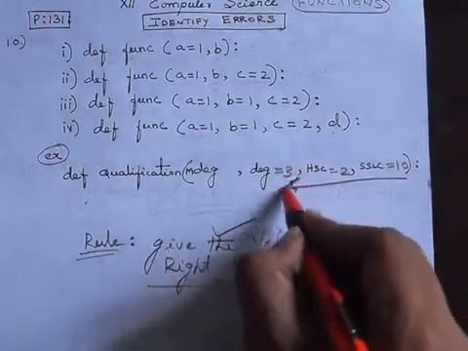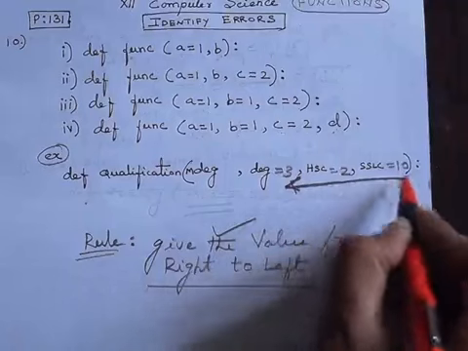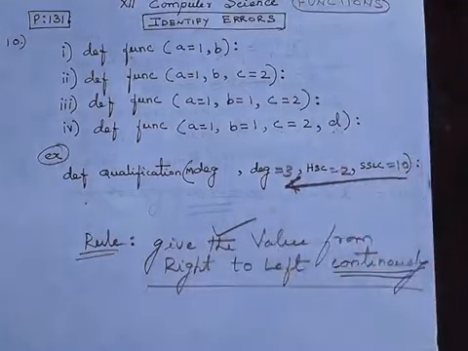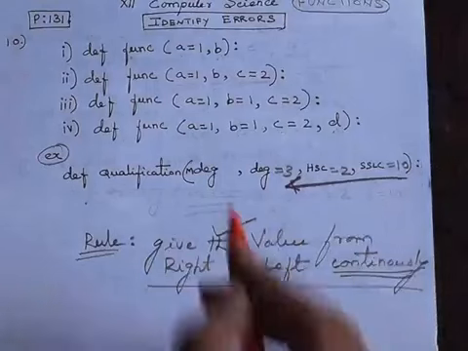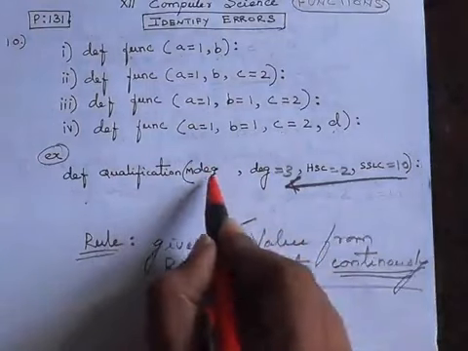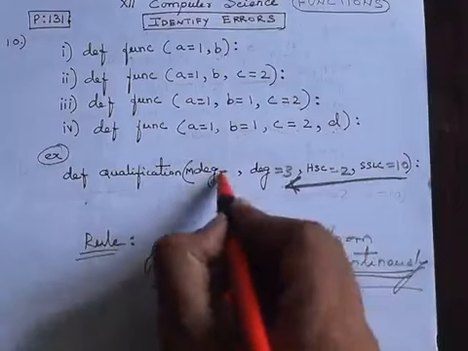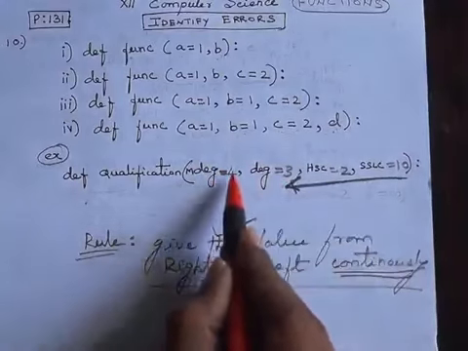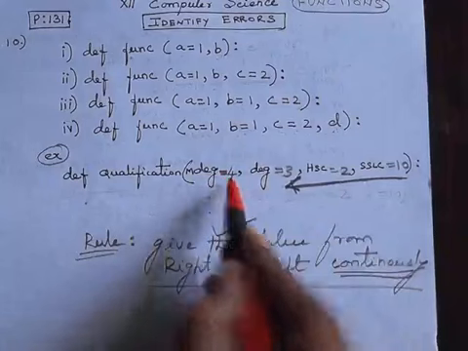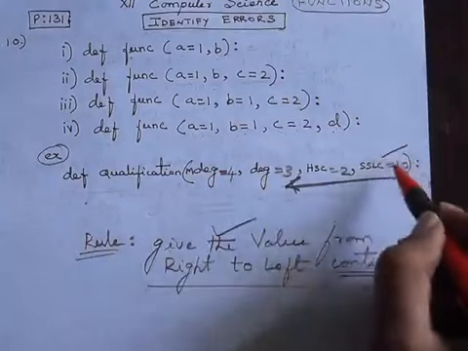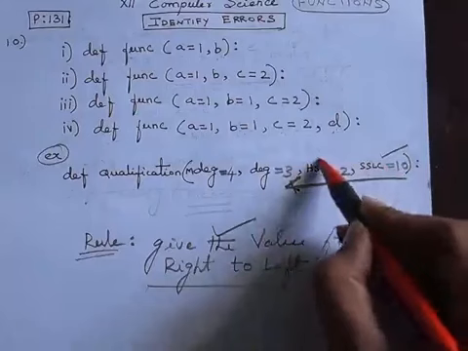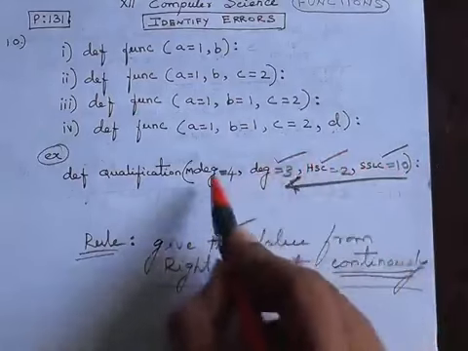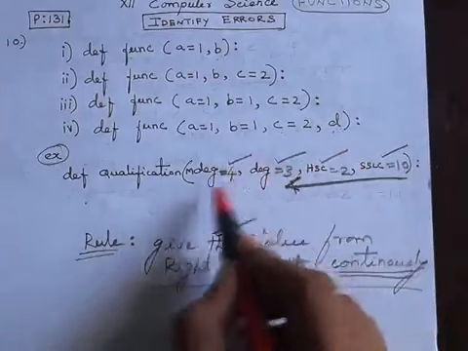Understand? You can give the value from the right to the left. Okay, this is the rule. Suppose if you want to give value for master degree, master degree is equal to 4. If you want to give value for the master degree, first you have to give value for SSLC, then you have to give the value for higher secondary, then you have to give value for degree, and at last only you have to give value for this master degree.